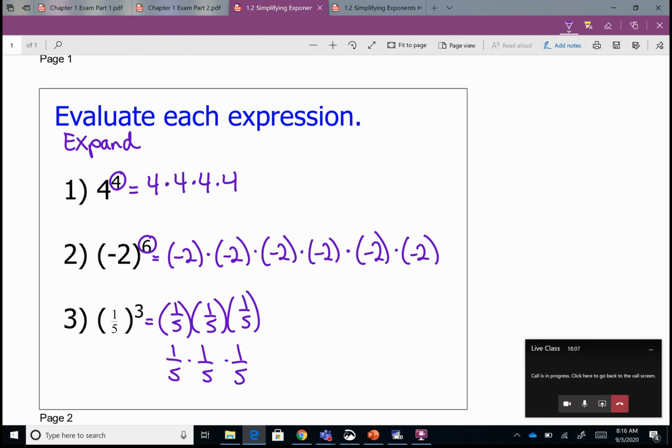Notice not a single time up here, guys, when it was 4 to the 4th, did I do 4 times 4. It was 4 times 4 times 4 times 4. Like we saw in our activity yesterday, that's a different thing. 4 times 4 and 4 to the 4th, 2 very different things. -2 to the 6th, I didn't do -2 times 6. I did -2 times itself 6 times. So notice the difference. I just wanted to hit that home again today.